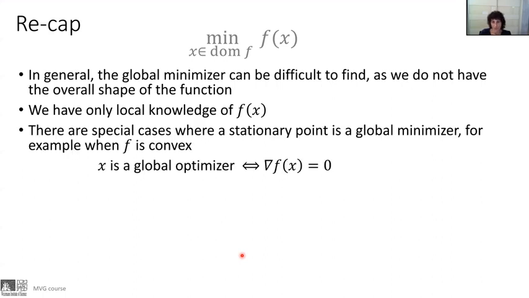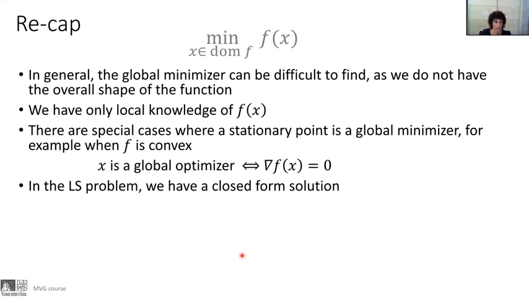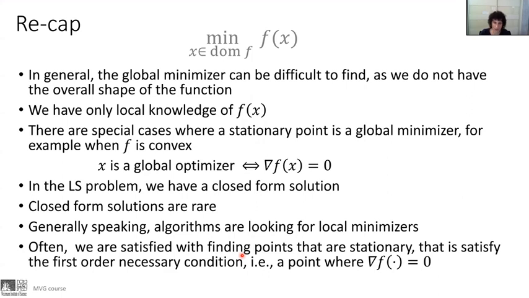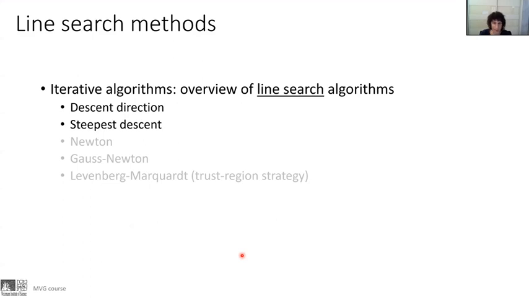There are special cases, when f is constant, for example, where the global optimizer is found even only if the gradient vanishes, like what we saw before. And in the LS problem, we have a closed form solution. Closed form solutions are rare. Generally speaking, we are looking for algorithms that find a local minimizer, and especially algorithms that look for the first order necessary condition, which means that the gradient vanishes at some point. Okay, so I'm moving on to such algorithms.